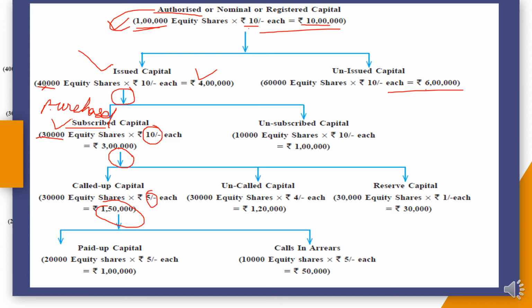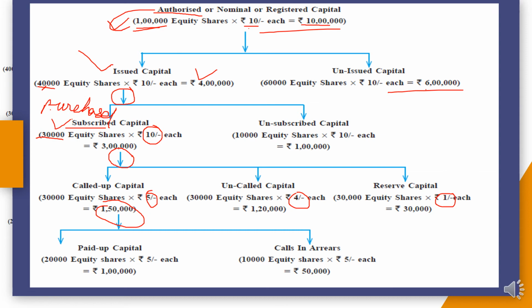So 4 rupees they are keeping as uncalled-up capital, and 1 rupee they are keeping as reserve capital, which will be used in the future when the need arises or some emergency happens in the company. At that time, this 1 rupee will be demanded by the company from these 30,000 equity share subscribers. Now, further, the blue arrow shows two types that are part of called-up capital, students.